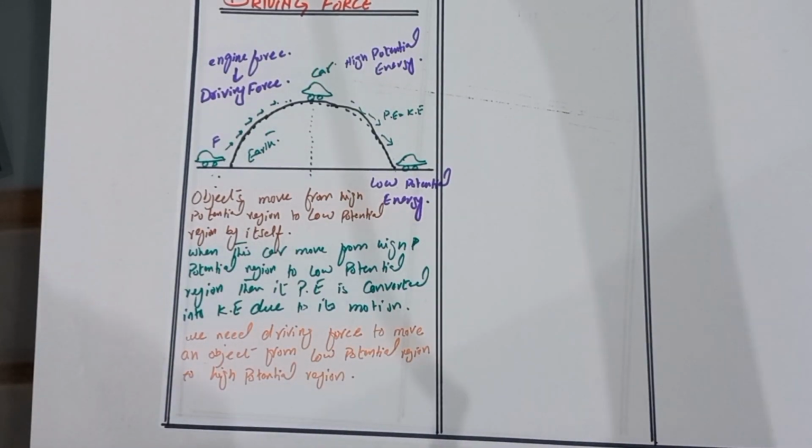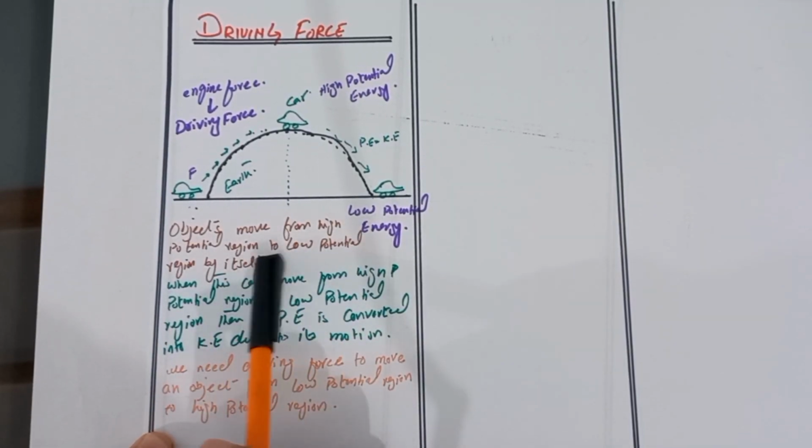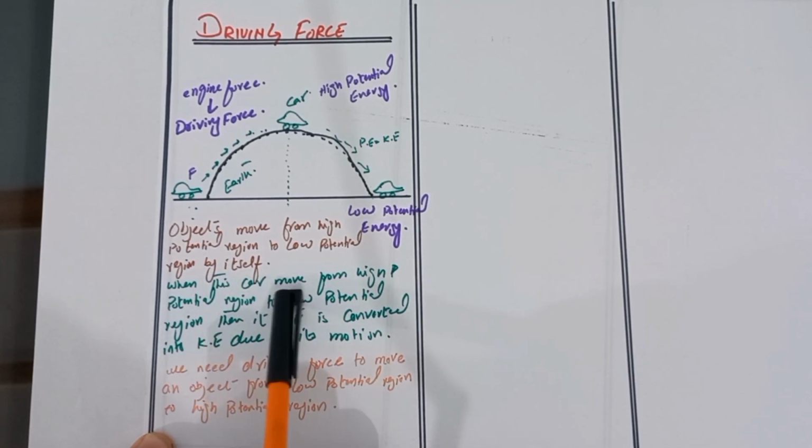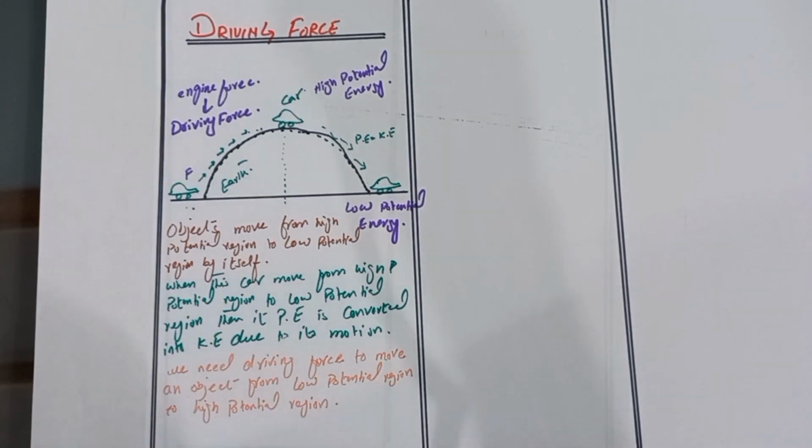So in this example we learned three universal facts. First, objects move from a high potential region to a low potential region by itself. Second, when this car moves from a high potential region to a low potential region, then potential energy is converted into kinetic energy due to its motion. Third fact is that we need a driving force to move an object from a low potential region to a high potential region. That is what we learned from this example.